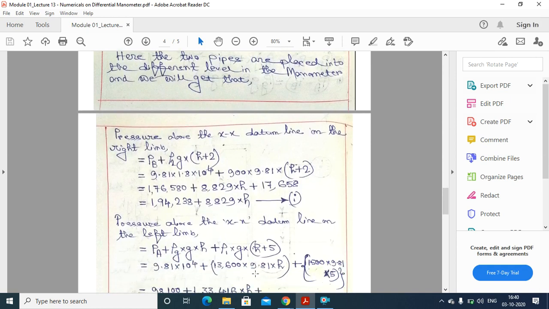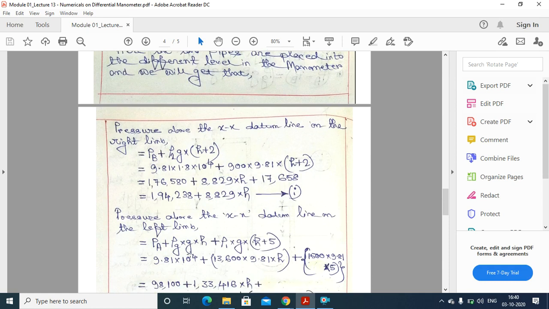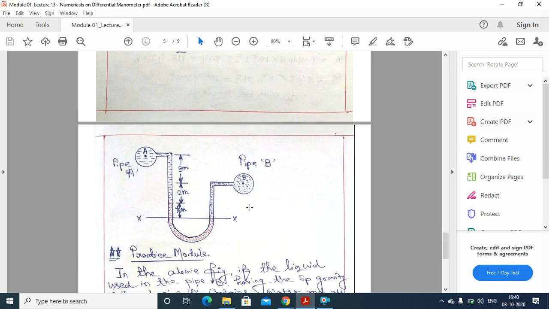the pressure above the XX datum line on the right limb. Just look at this figure. That is pipe A, and that is pipe B. And this is our datum line. XX is our datum line, or the zero atmospheric pressure level. Here you can see this is the mercury level in the left column, and this is the other mercury level in the right column of this differential manometer.